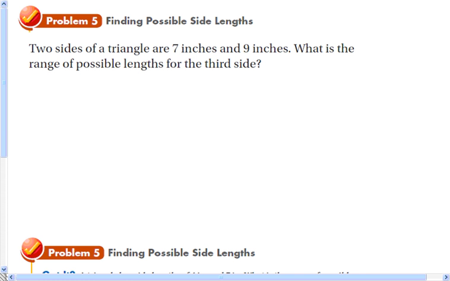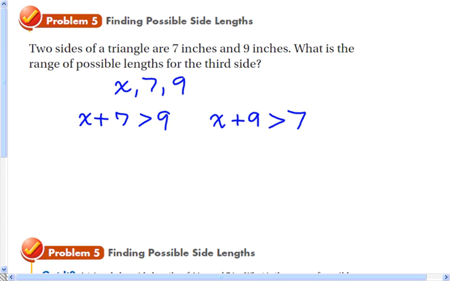All right, finding possible side lengths. If two sides of a triangle are 7 and 9, what is the range of possible lengths for the third side? Again, we're going to use the triangle inequality theorem. Let's let x be our missing length. So we have side lengths x, 7, and 9. So we know by the triangle inequality theorem that x plus 7 must be greater than 9. We also know that x plus 9 must be greater than 7. And we know that 7 plus 9 must be greater than x.